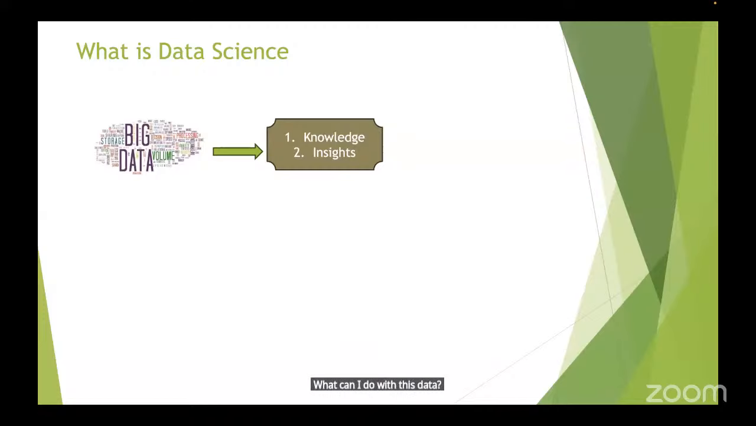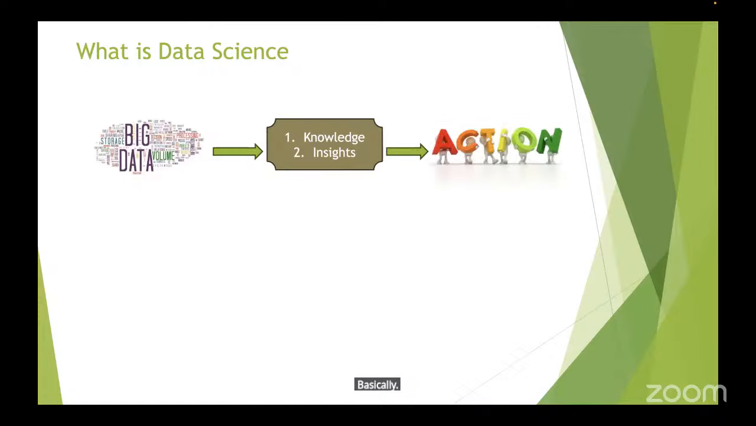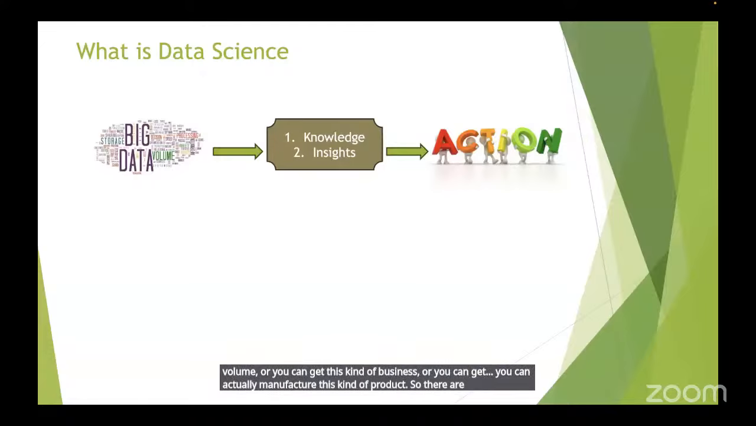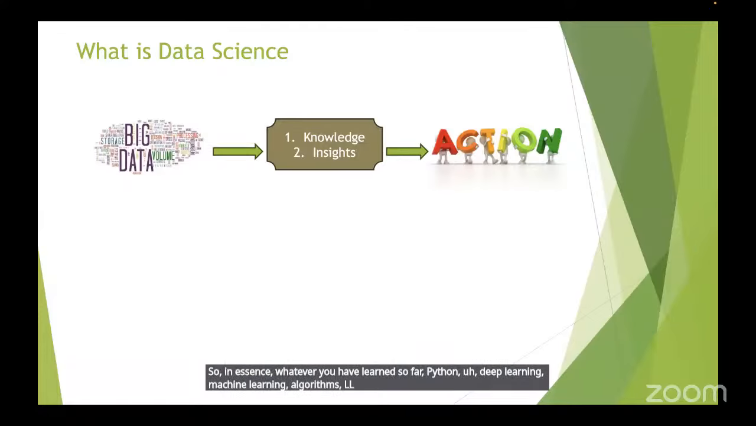What can I do with this data? So I can think, okay, what are the things I need to generate from this data? And that converts into actions. Basically, okay, you can get this kind of volume, or you can get this kind of business. You can actually manufacture this kind of product. So there are so many types of actions that can be generated based on the industry which you work for. So in essence, whatever you have learned so far, Python, deep learning, machine learning, algorithms, LLM, everything put together will be data science concepts.